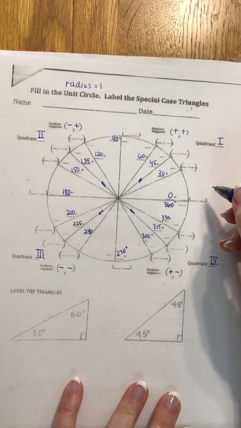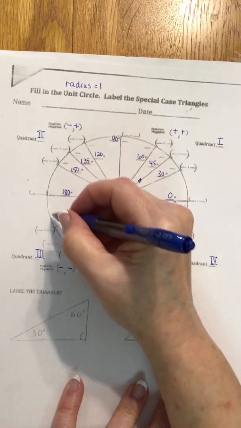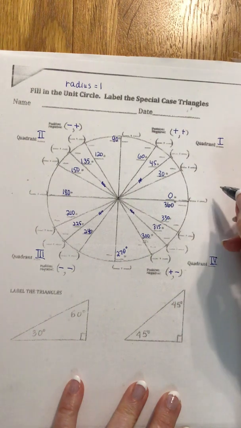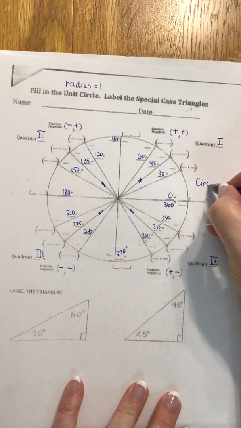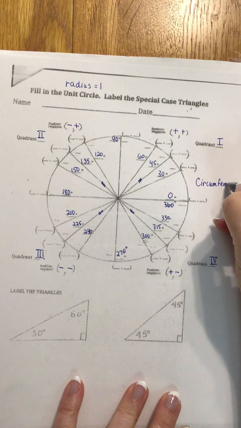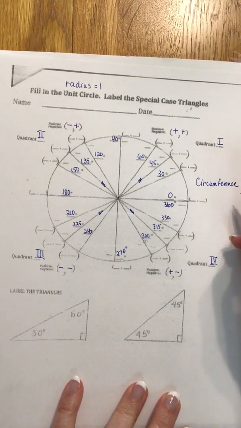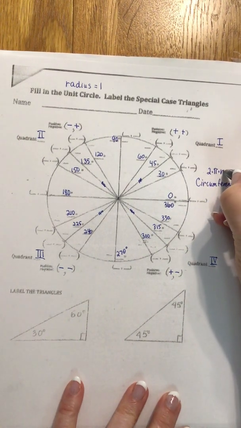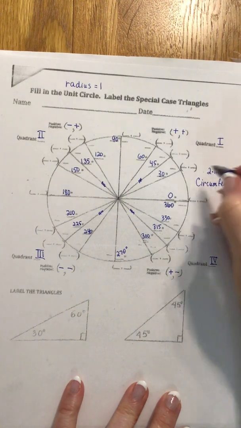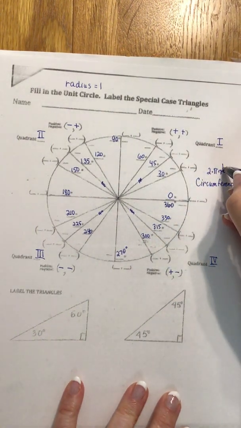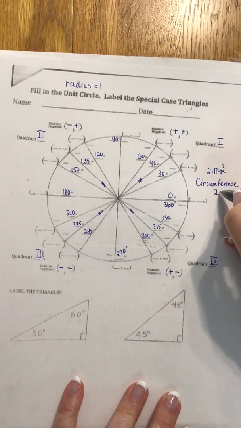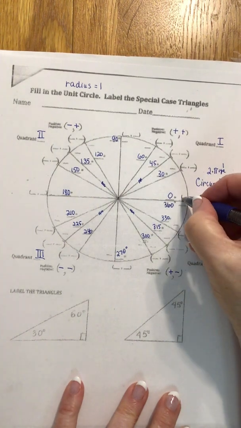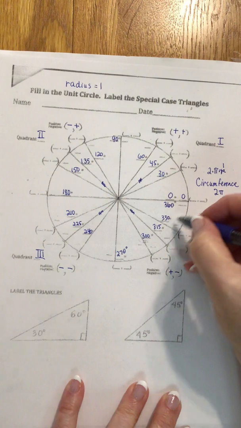So the next thing I'm going to ask you is, from here all the way around, if I were to measure that distance all the way around the circle, from your geometry, what did you call that? You called that circumference. So the circumference formula is 2 times pi times r. R stands for radius. Well, if our radius is 1, and I mark through and make that a 1, then my distance around my circle is going to be 2 pi. So I start at 0 and I go all the way around, and that's going to be 2 pi.